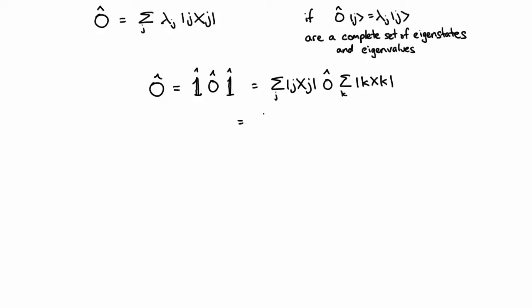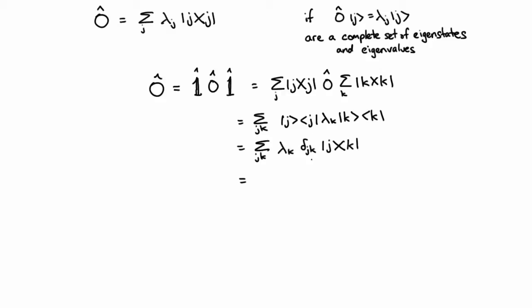And then all I end up with is my O acting on this k is going to give me my eigenvalue, lambda k. It's a number, so it can come right out. And the inner product between j and k is a delta function. And so I can get rid of one of these sums, get rid of the k, and there we go, as desired. There's the spectral theorem.